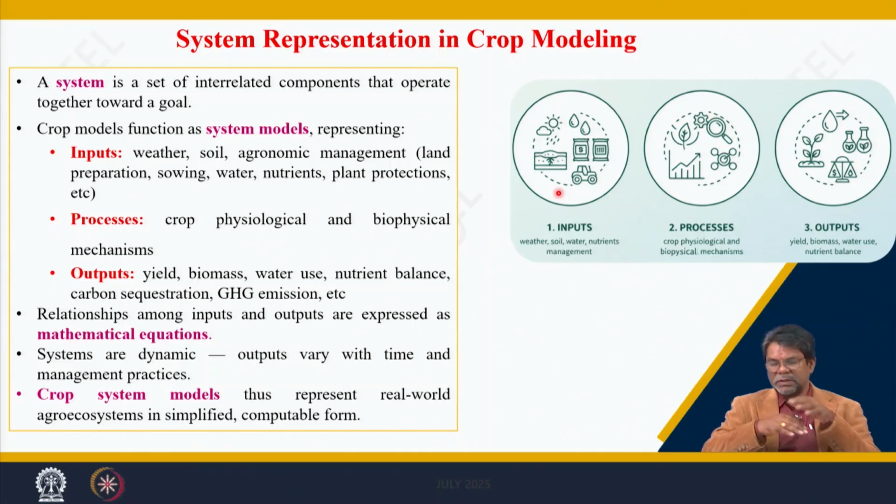Then in the processes, as we discussed earlier, there are crop physiological and biophysical processes: the uptake of water and nutrients, photosynthesis and respiration. These processes are simulated in the model. Finally, you get the outputs like yield, biomass, water use and nutrient balance.